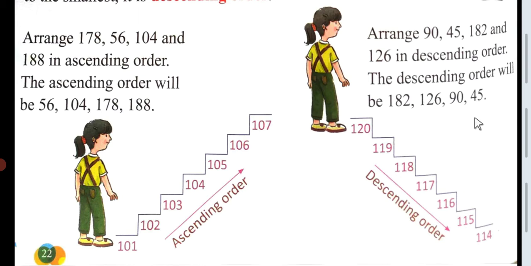This is ascending order. And what is descending order? Arrange 90, 45, 182 and 126 in descending order. The biggest number will come first, so 182 will come first, then 126 is the second biggest number, so it will come second, then 90 will come, and at the last 45, the smallest number, will come last. So bigger to smaller is descending order. I hope that you have understood this.